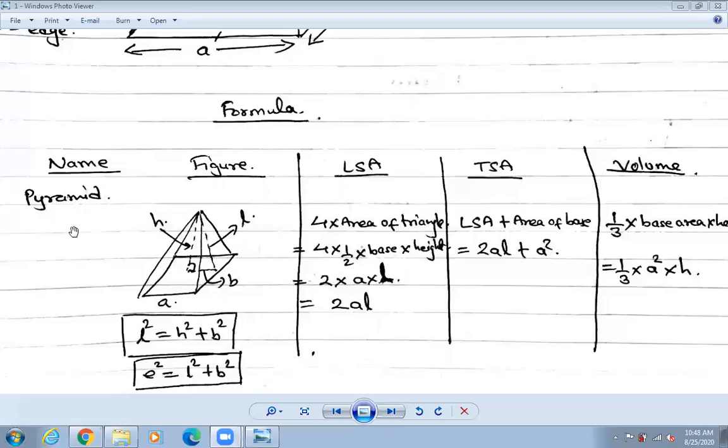So pyramid. So what is the formula of LSA? LSA means all around. Okay, so your formula will be, so how many triangles are there? All around means there are altogether how many triangles? 1. Okay, so at the back and on the other side, triangles are 2. So here is the next triangle 3, and here is 4. All around, there are 4 triangles.